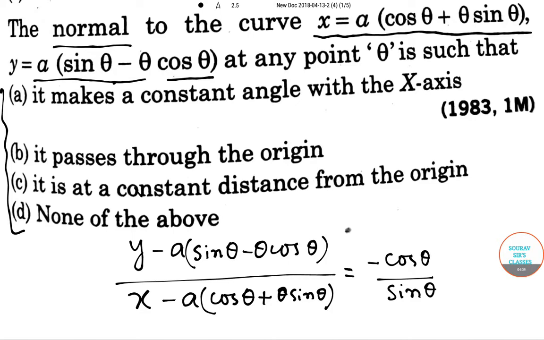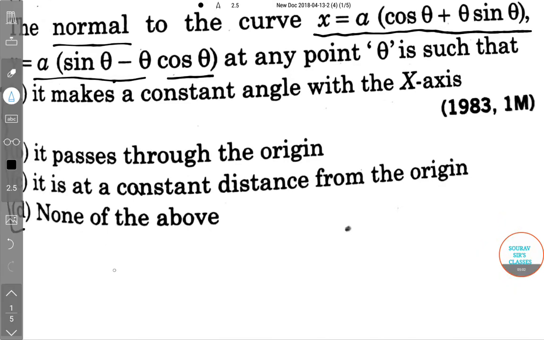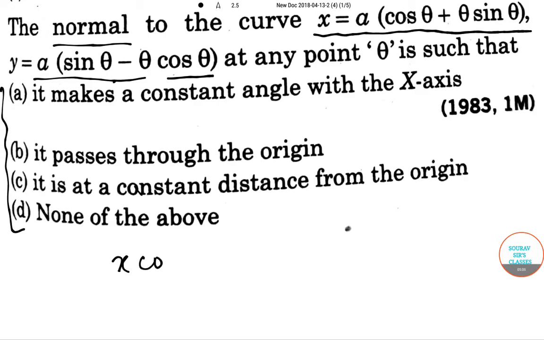Now, if we try to evaluate the simpler expression of x and y from this complicated expression, then we will get x cos theta plus y sin theta is equal to a.